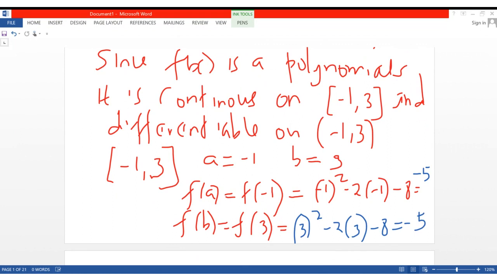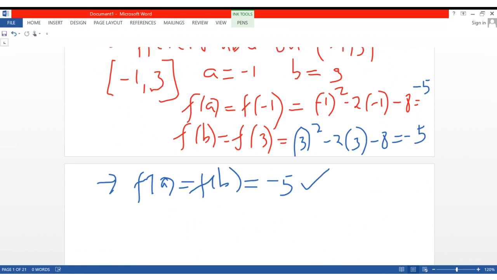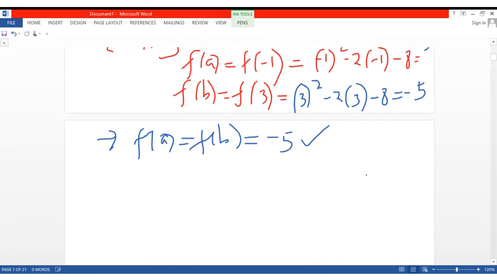You can easily see that our f of a is equal to f of b, which is the same as negative 5. So for Rolle's theorem, for you to proceed, first of all, you have to confirm that your f of a is equal to f of b. What if you find that they are not equal? Then you cannot continue with Rolle's theorem. It is impossible to continue with Rolle's theorem. Now, the next step: our f of x up there was given by x squared minus 2x minus 8.